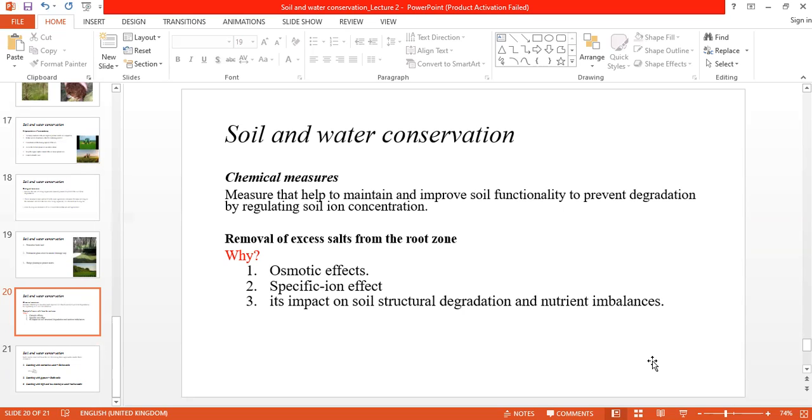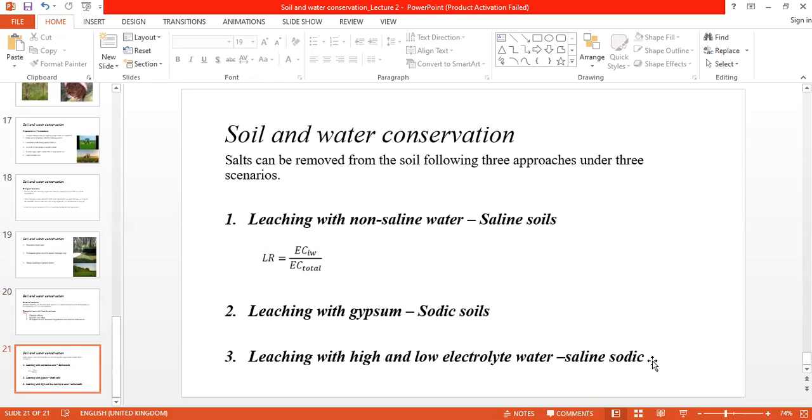Then finally, there are certain salts, like salts of sodium. Now, these salts of sodium are going to have an effect on the structure of the soil. So these ones are what we need to remove from the soil so that the structure of our soil remains good. So these are the three reasons why we need to remove salts from our soil.